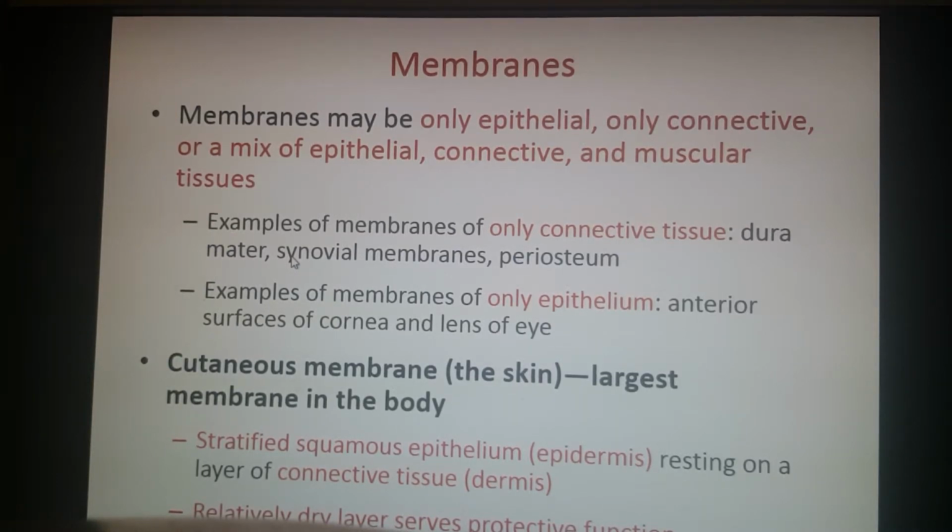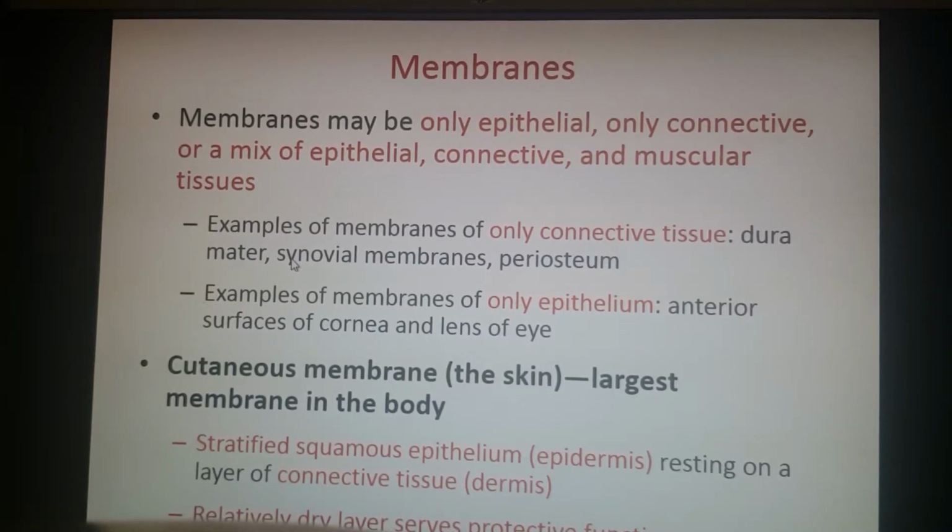So examples of tissue types are, for example, only connective: the dura mater that surrounds the brain and spinal cord, the synovial membranes, as well as the periosteum that covers your bones. Some that are only epithelial tissue: part of the cornea and lens of the eye, so the more front surfaces of those two structures.